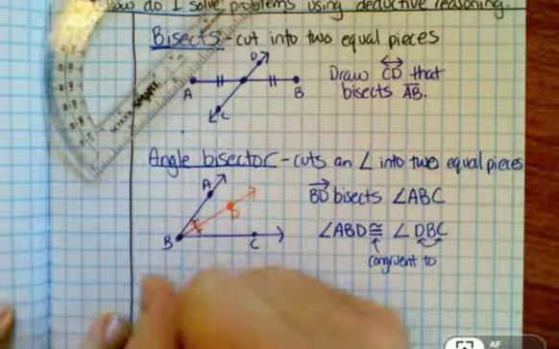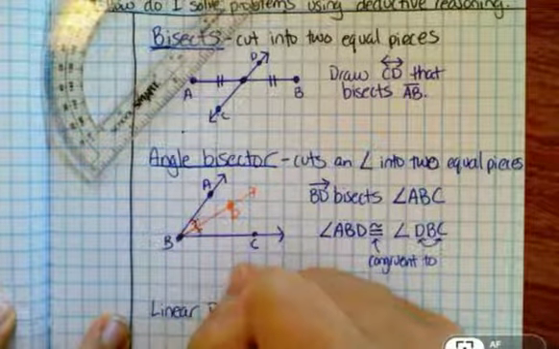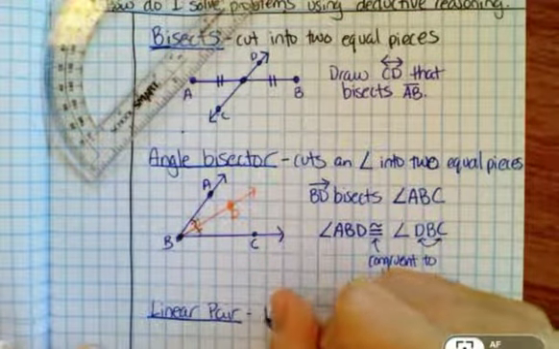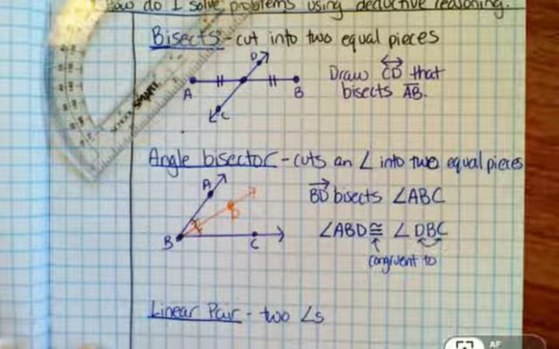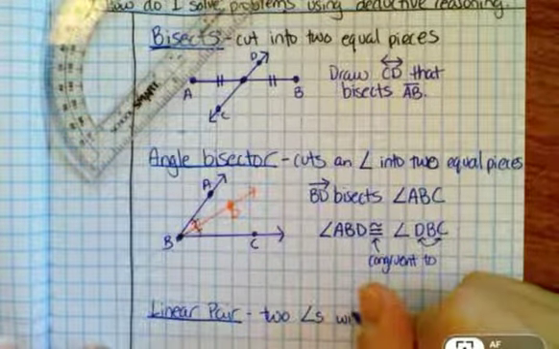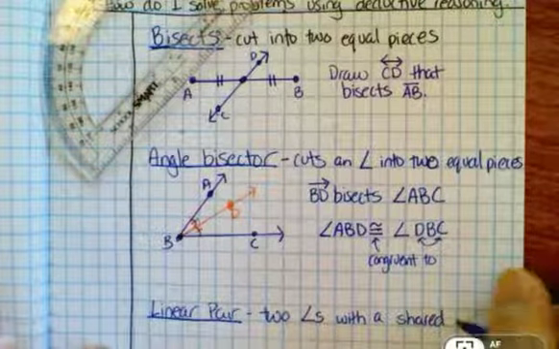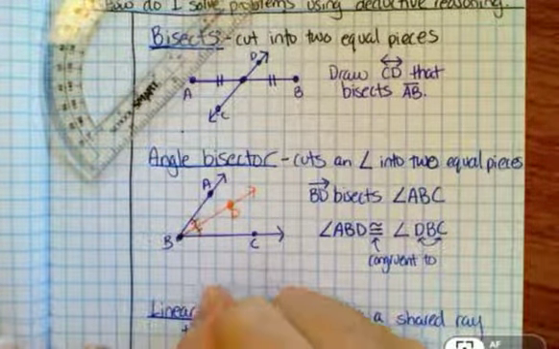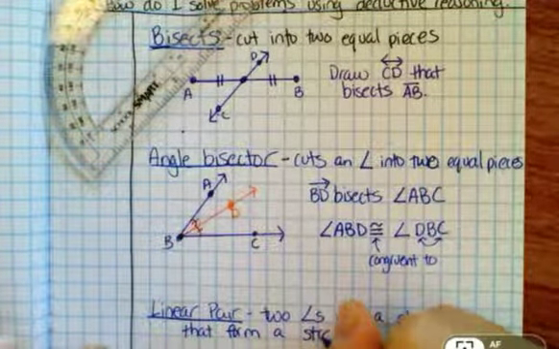One more vocabulary word, and that is a linear pair. A linear pair are two angles, and I'm using my symbol there, with a shared ray that form a straight angle.